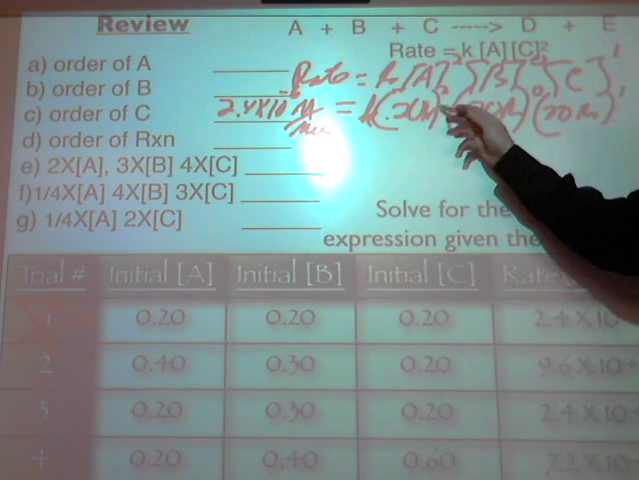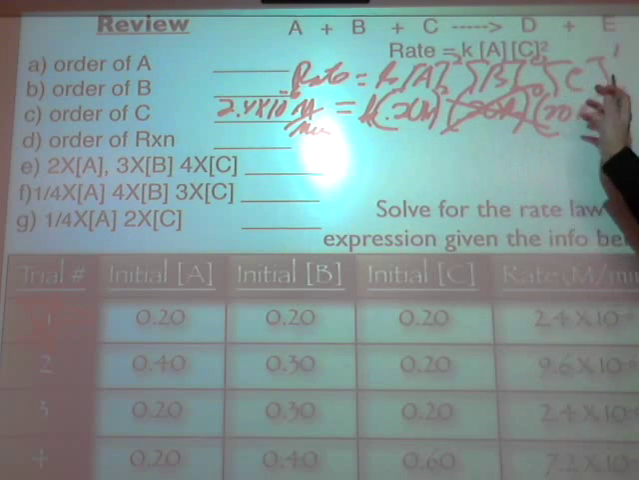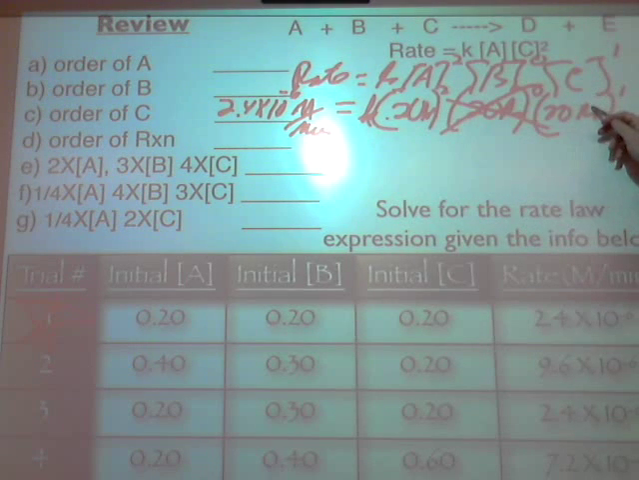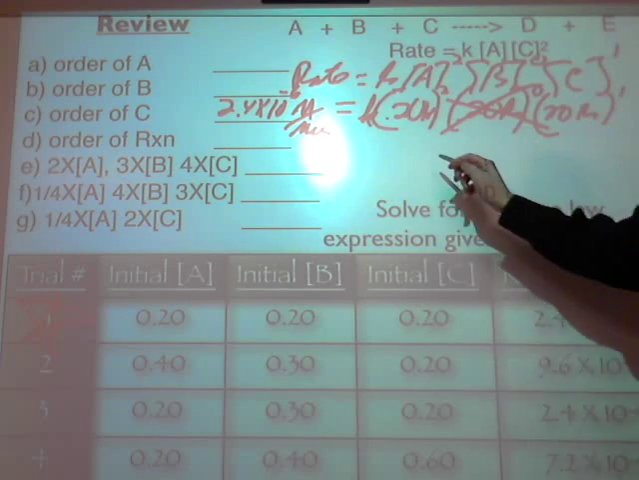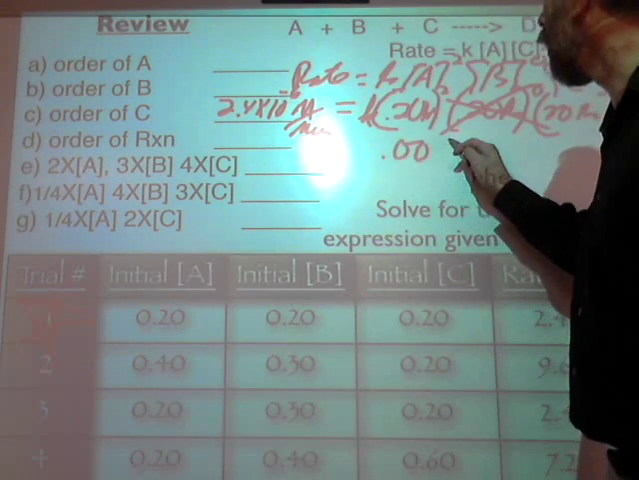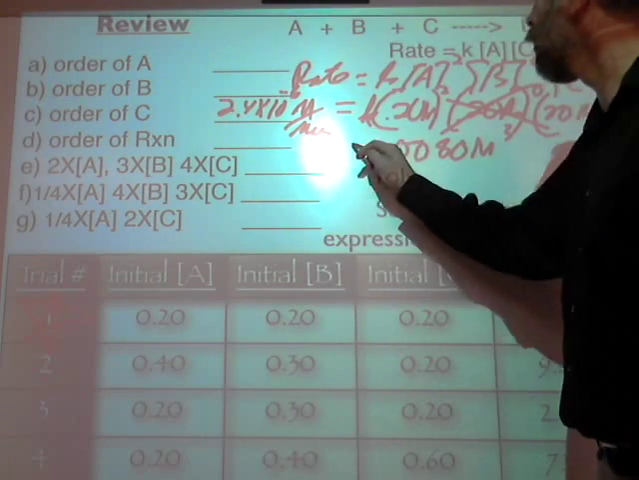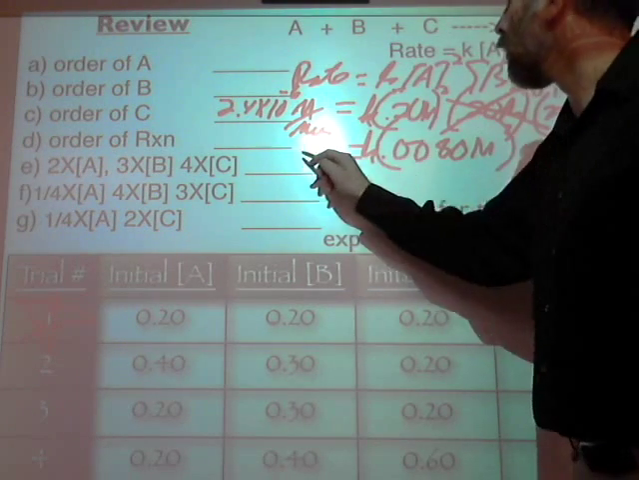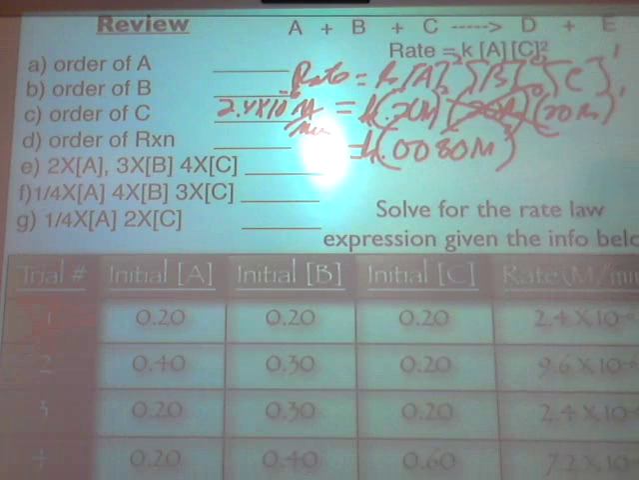All right, so I do all this. This one drops out. This equals 1. Squared times molar is going to give me cubed. So I'm going to basically get 0.2 squared is 0.04 times 0.008. 0.008 molar cubed K equals 2.4 times 10 to the negative 6 molar per minute.